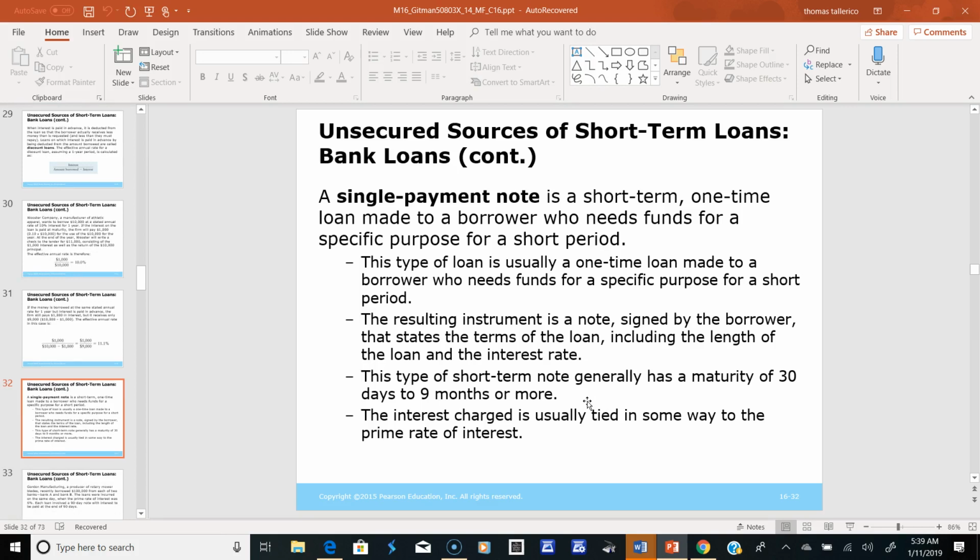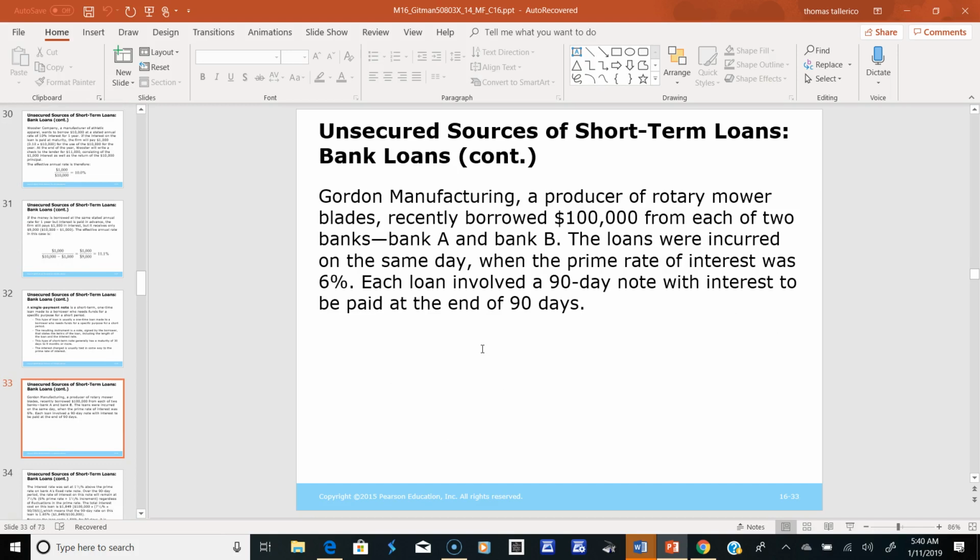All right, so a single payment note is like a commercial paper. It's a short-term, one-time loan made to a borrower who needs funds for a specific purpose. So this is like a bridge loan, right? This is sometimes called commercial paper. These are like companies will loan money to other companies, so the companies don't have to go to the bank. So usually up to like 270 days. I think like 30 days to 270 days. Real short-term loans.